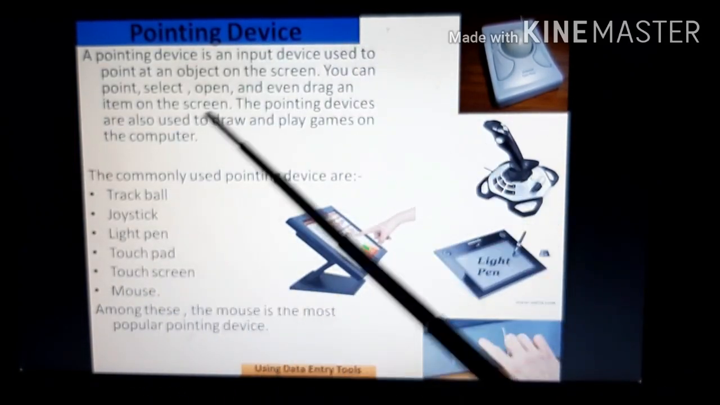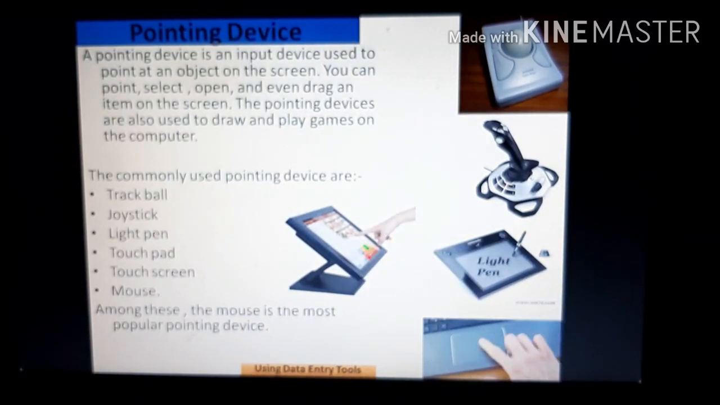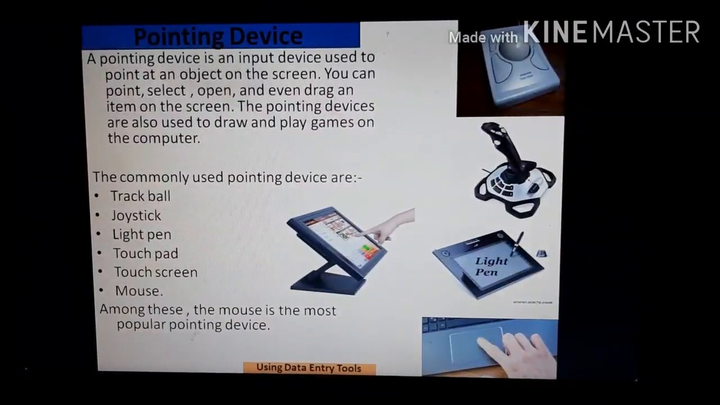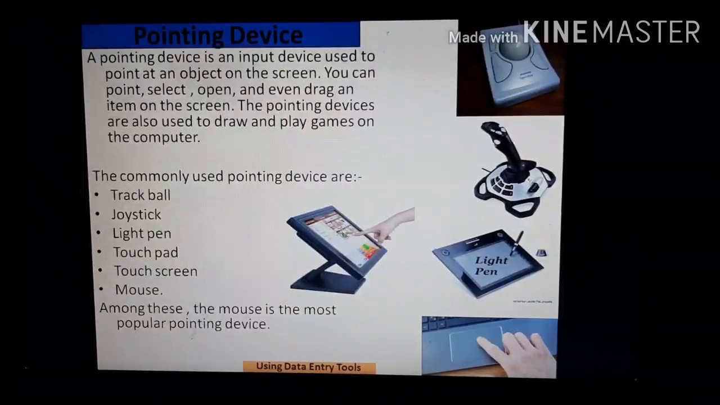So let us understand this. What do you mean by pointing device? Pointing device means whenever we are pointing at anything on the screen, either with the help of a finger, that means with the help of touch, or with the help of pointing devices such as a mouse or trackball, joystick, etc.